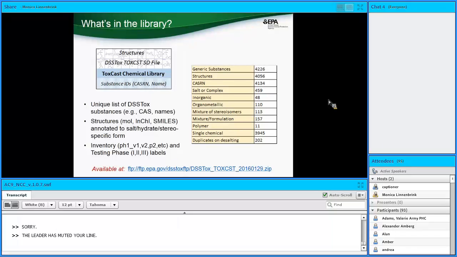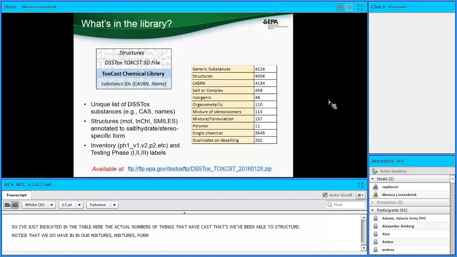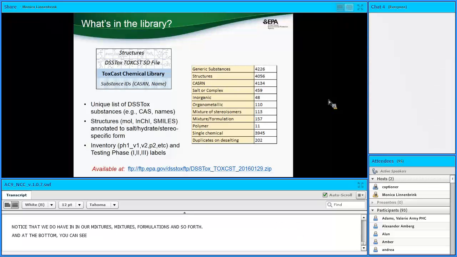If it's a complex mixture, an oil, something like that, it is not going to have a structure. So I've just indicated in the table here the actual numbers of things that have CASs that we've been able to structure annotate. Notice that we do have some inorganics. We have some organometallics, mixtures of isomers, mixtures, formulations, and so forth. And at the bottom, you can see we also have duplicates on desalting, meaning that we have over 200 chemicals that have very slight variations in terms of their salt form, which also could be something interesting to look at in the assay space.